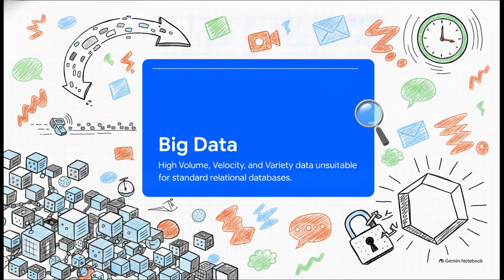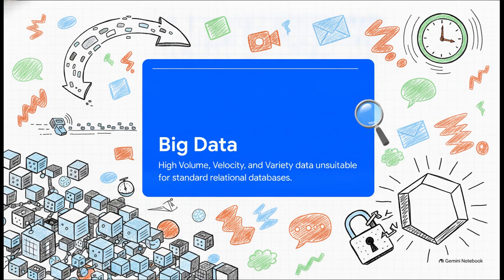So you might be wondering, what exactly makes data big? It isn't just about having a whole lot of files. It's actually defined by 3 specific characteristics, which we call the 3 V's. First up, we have volume. This is the sheer quantity of data we're talking about. We are no longer talking about gigabytes here. We're talking about petabytes of data being generated by global e-commerce and social media platforms.